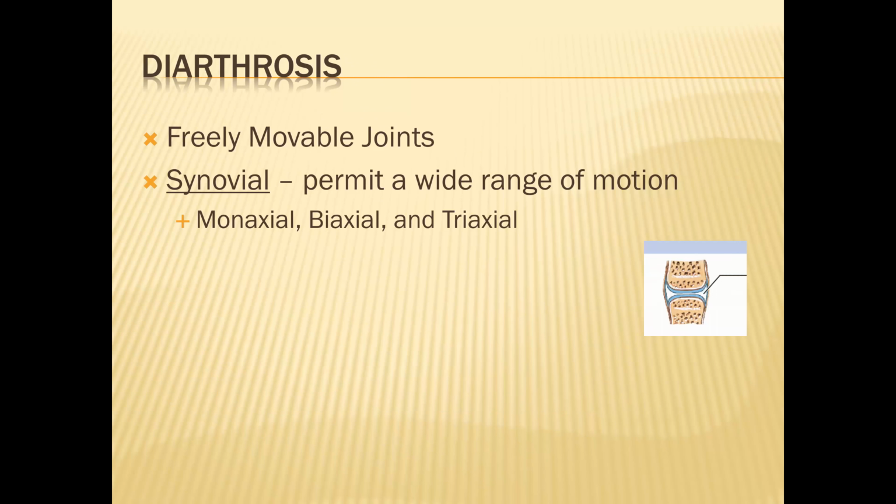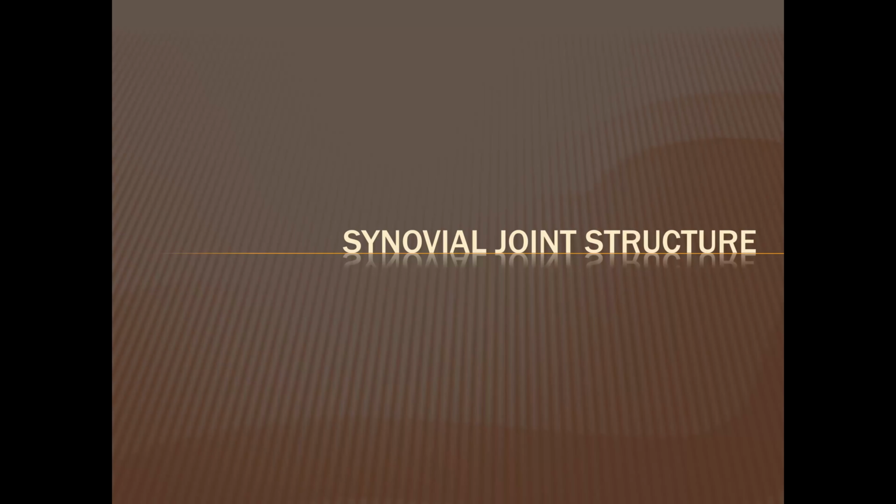And finally, we have the diarthrosis. These are your freely movable joints. These are also called synovial joints. They permit a wide range of motion. We already talked about the monaxial, biaxial, and triaxial, so movement in one axis, two axes, or three axes. And we're going to spend a lot more time on diarthroses in upcoming sections, so we're just introducing you to this type of joint here. In this section, we're going to look at the synovial joint structure. And again, remember that these are diarthroses.